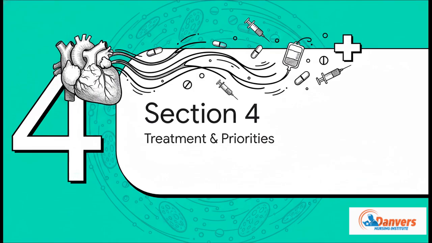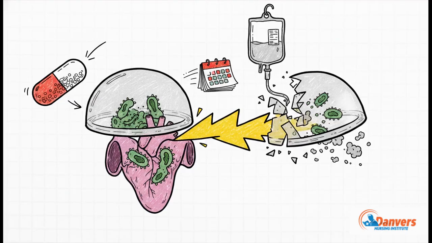With the diagnosis confirmed, we enter Section 4, Treatment and Nursing Priorities. This is the final, high-stakes phase. The big takeaway here is that oral antibiotics simply won't cut it. The bacteria are literally hiding inside a protective shield of clot and fibrin, right on the valve. Bacteriostatic drugs are useless here. We need bactericidal, bacteria-killing antibiotics.